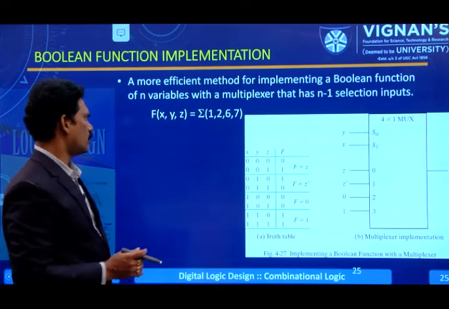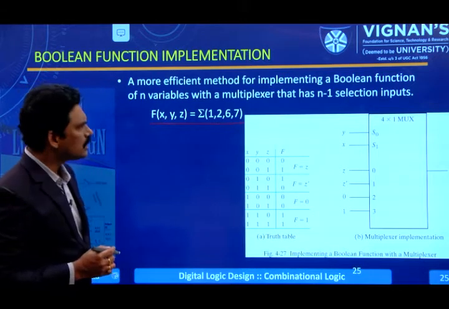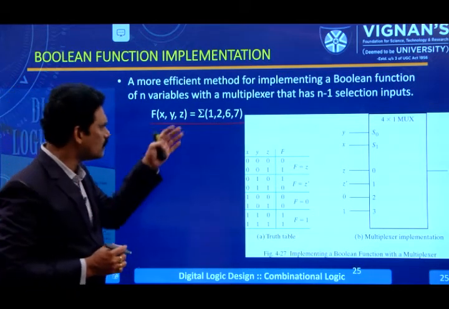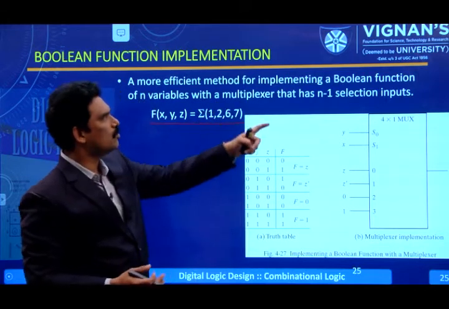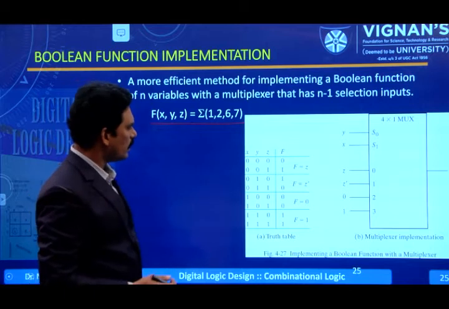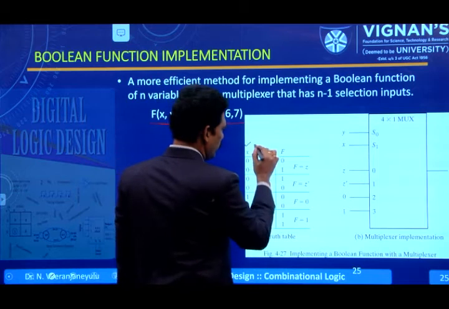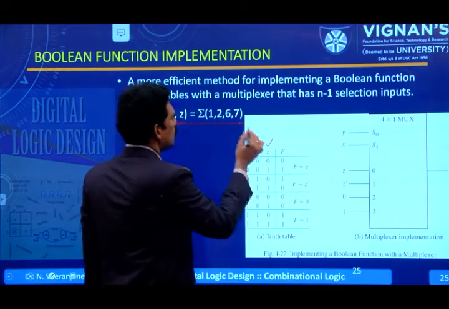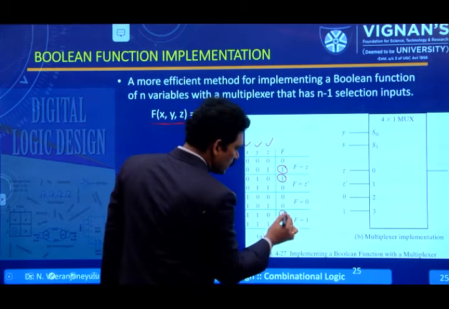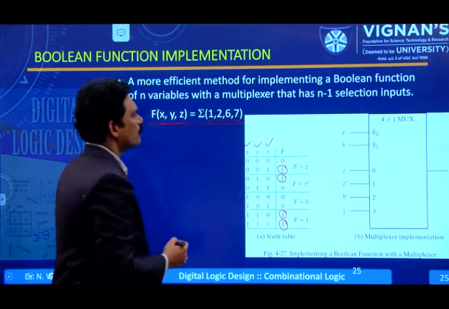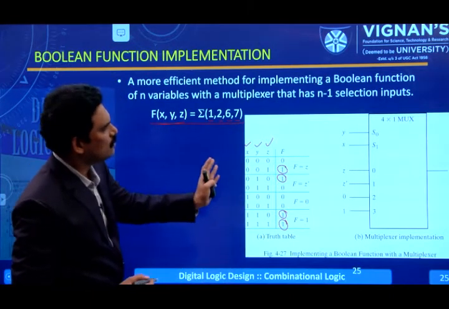So, you take this one. This is one Boolean expression. The expression is f of x, y, z is equal to sigma 1, 2, 6, 7. How to implement this Boolean function? Here, how many inputs are there? 3 inputs x, y, z. The output is 1 for minterms 1, 2, 6, 7.